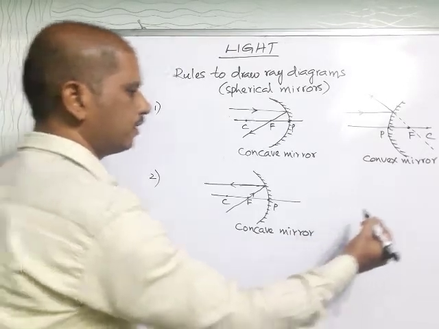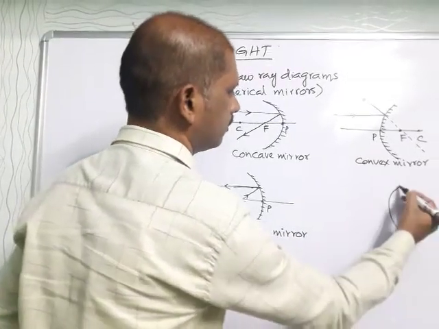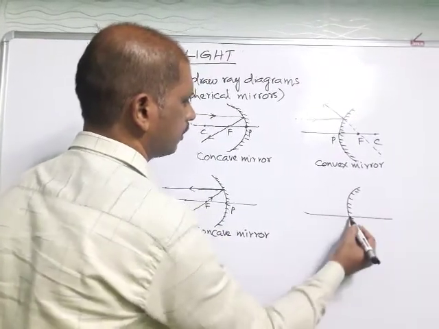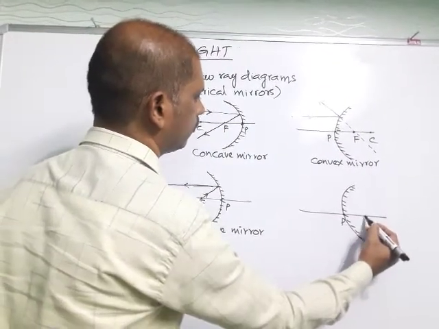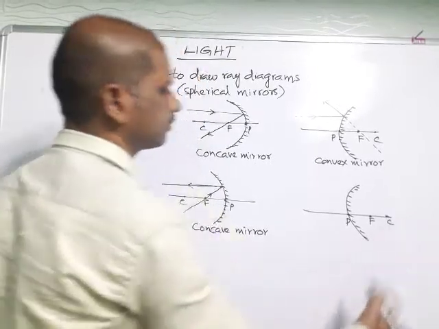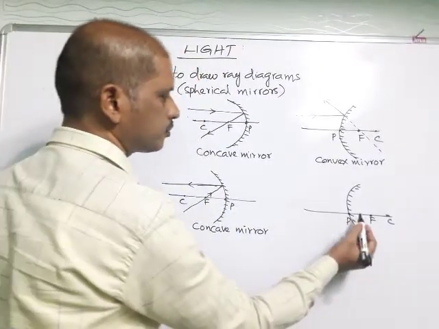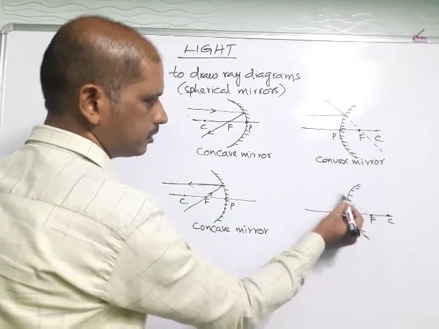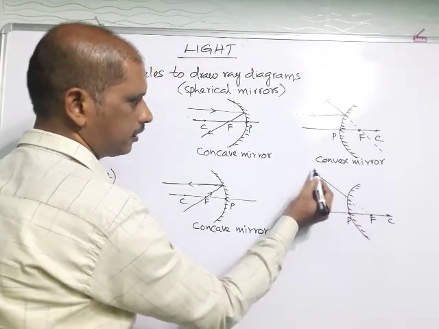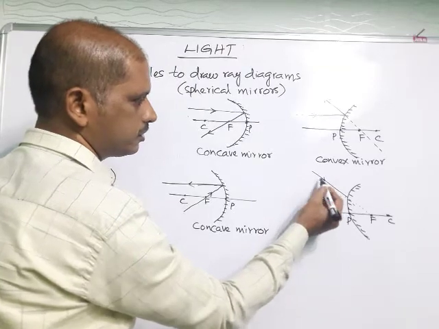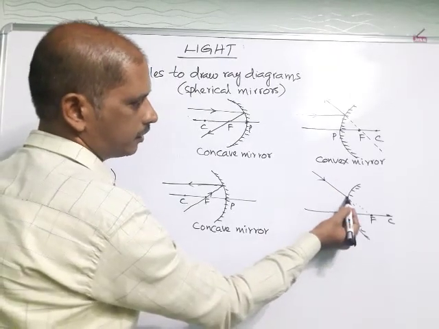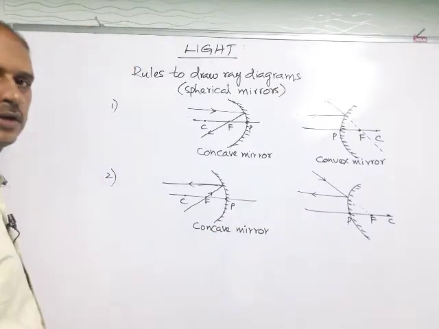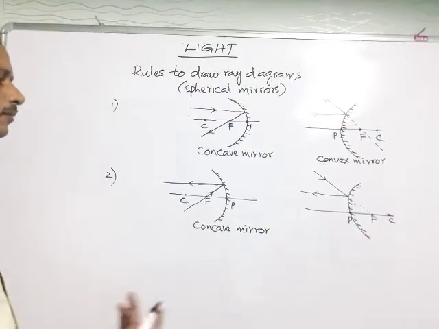If you take a convex mirror also, here this is the convex mirror. Again principal axis, pole, focus, center of curvature. Now a light ray which is passing through the focus, meaning it is inside the mirror. So this is the reflecting surface, so you have to take the light ray which is incident here. After reflection, it passes parallel to the principal axis. This is the second rule.